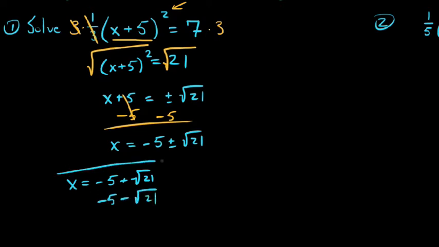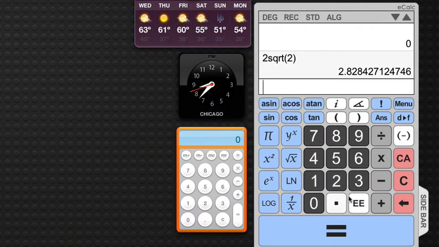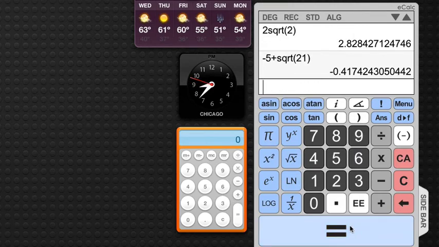When you're learning these, it's good to start getting used to writing them out the long way instead of the plus or minus notation. I also want to convert these to decimals, so we're going to take a look at how you would do this on a calculator. We say negative 5 plus the square root of 21, and negative 5 minus radical 21. Those are our two roots.